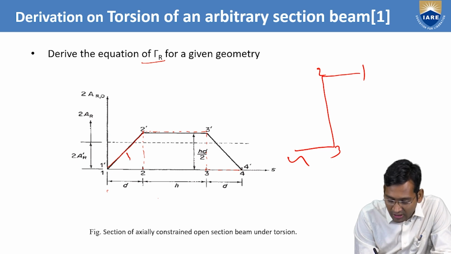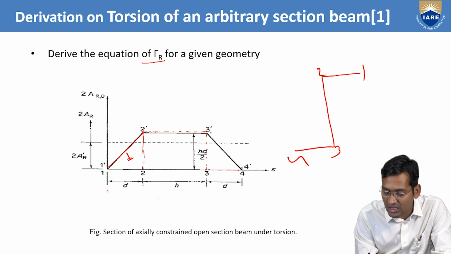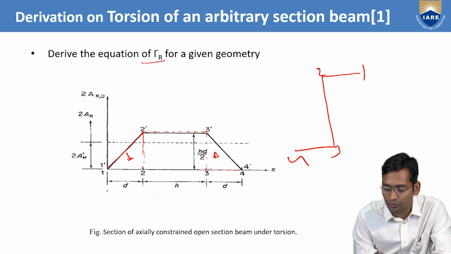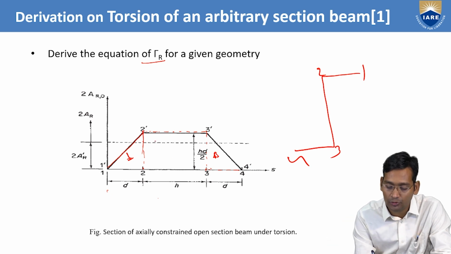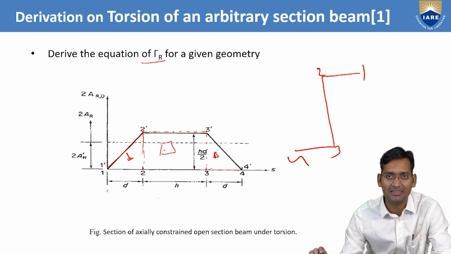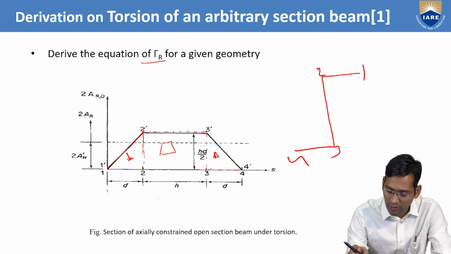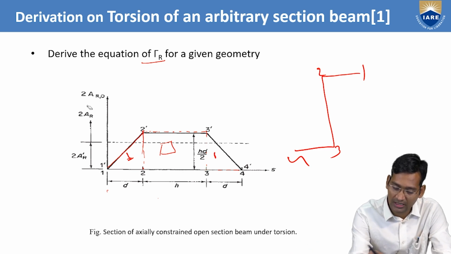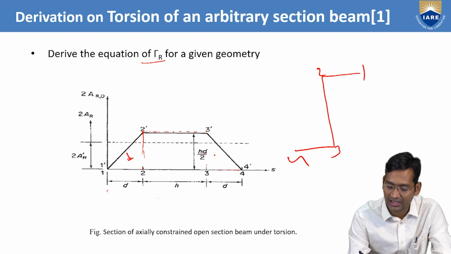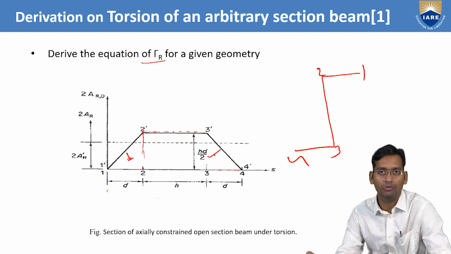Just see here: you can see one triangle, and then from 2 dash, 3 dash and 2, 3 there is a rectangle, and another triangle. Once we find this triangle, that will be the same for the other triangle, and then we have to use that for the rectangular part. That's all. And here this distance is also given as hd by 2. This we have to take care of.